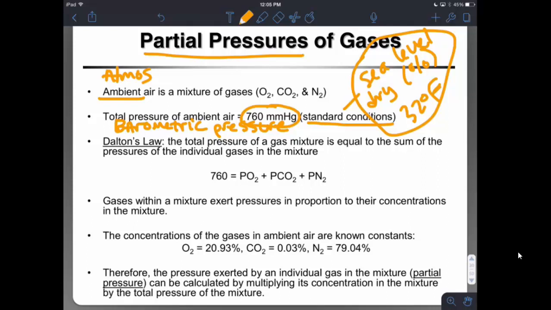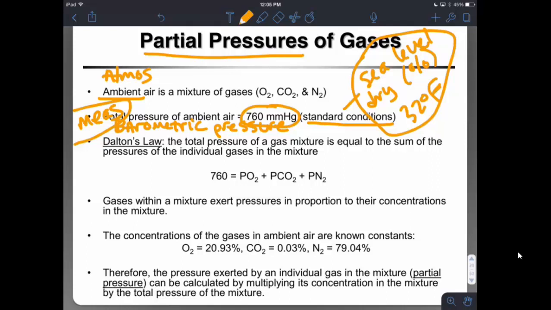How do we get this? We measure this with a barometer. So like a thermometer that measures temperature, there's something called a barometer that will tell you what the barometric pressure is at any given time.